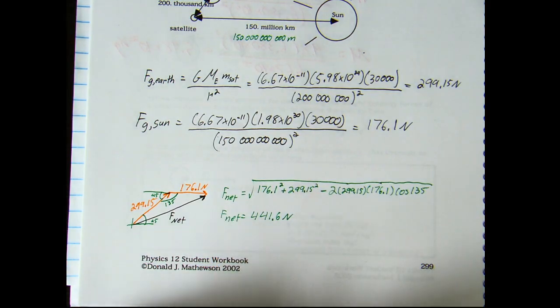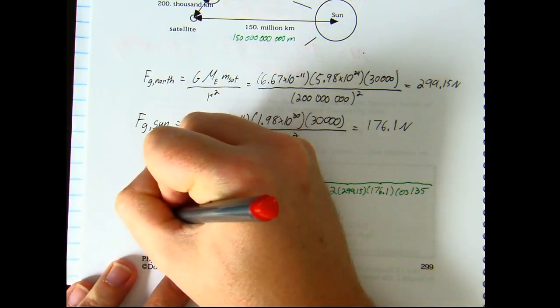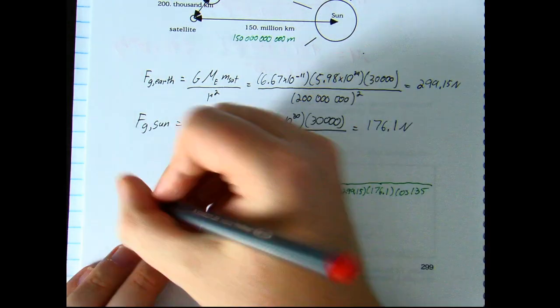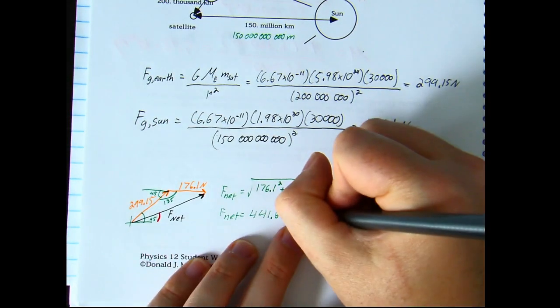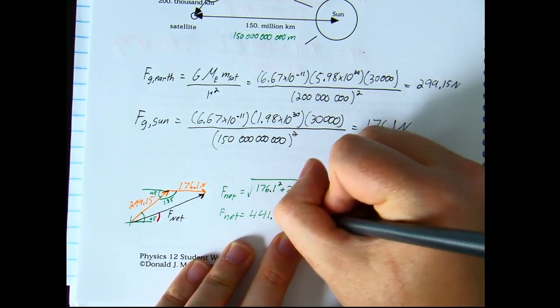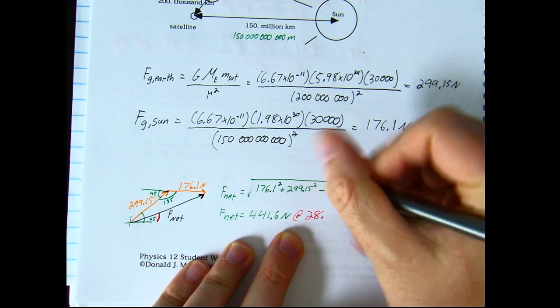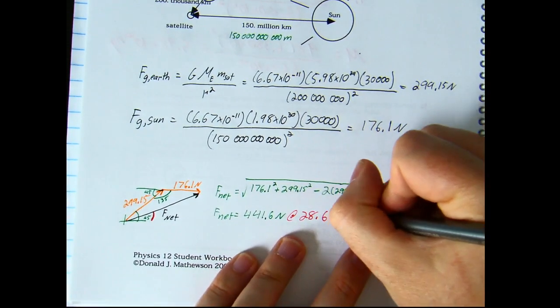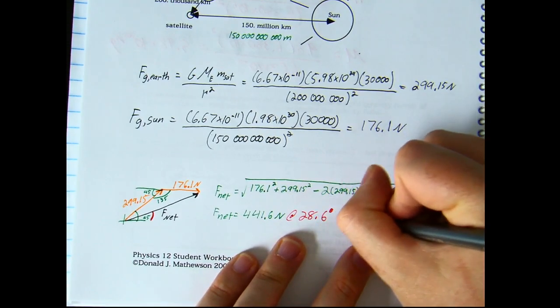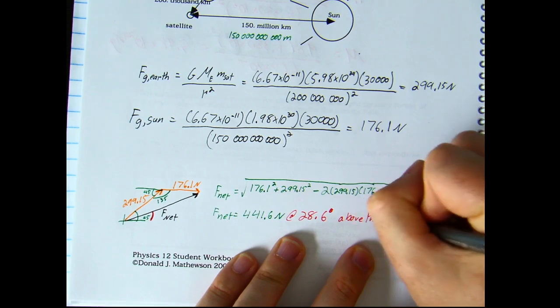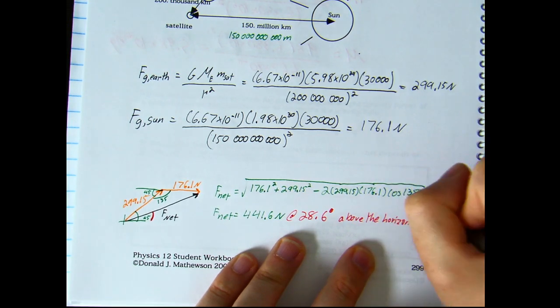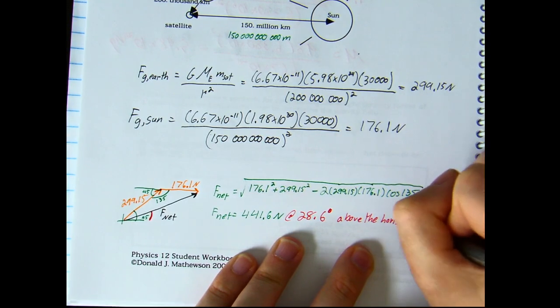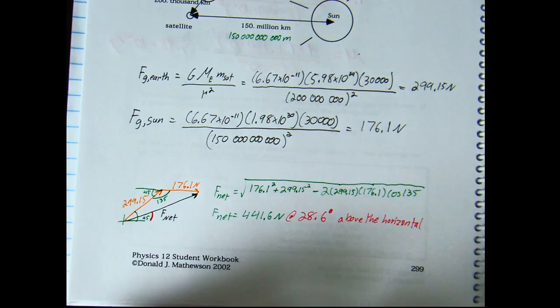And then we can figure out what the direction is using sine law. If you do use that, what you'll find is that this angle right here is 28.6 degrees, and I'm going to say above the horizontal, because north, south, east, and west don't make sense in space. So that's using sine and cosine law.